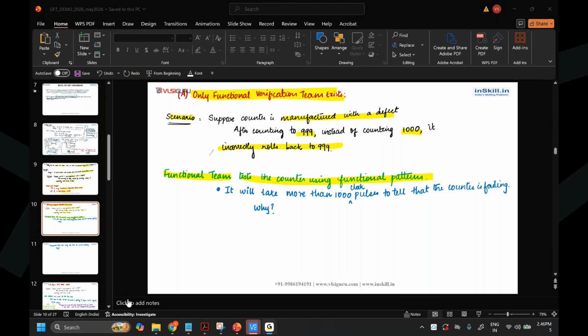So here, our design is a 10-bit counter with a counter initialization and an observation circuit. The counter is manufactured with a defect, so after counting 999, instead of counting 1000, it incorrectly rolls back to 999. If only the functional verification team is there, the functional team tests the counter using functional patterns. I'm saying it will take more than 1000 clock pulses to tell that the counter is failing. Can anyone say why?